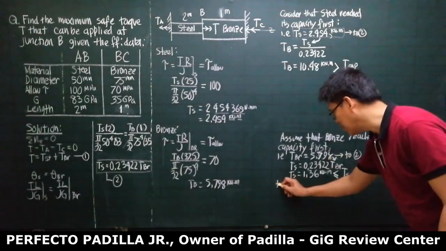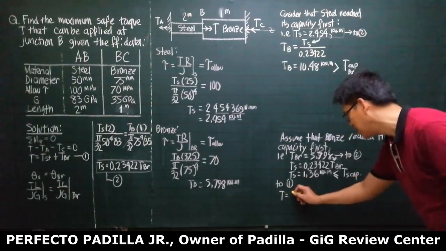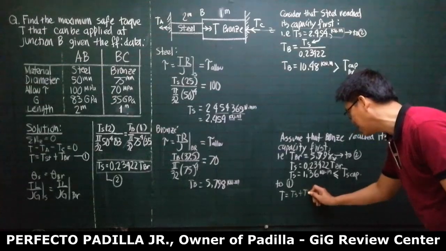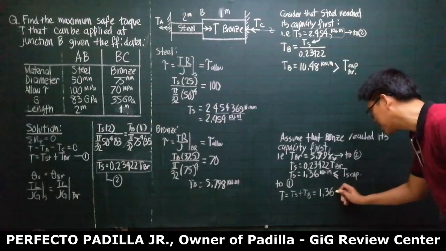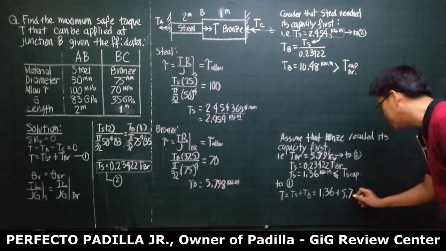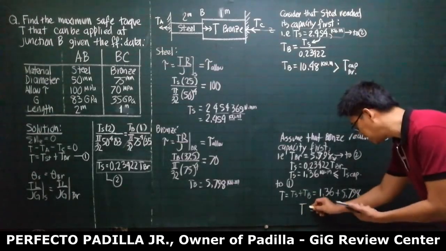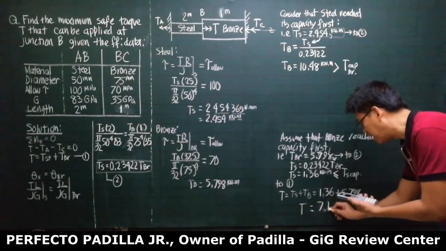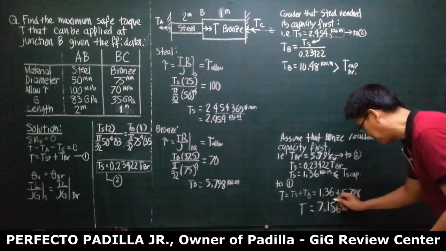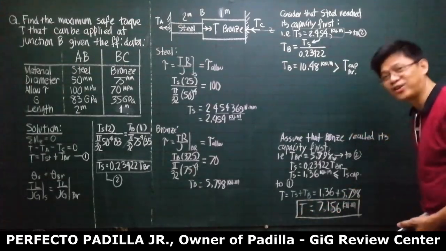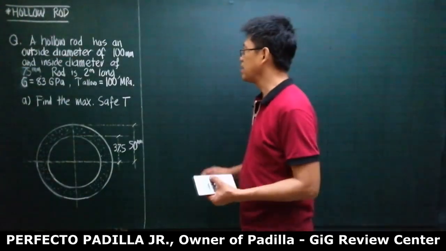So substituting to equation 1, the total torque is going to be the T in steel plus the T in bronze. So this is going to be 1.36 plus 5.798. Therefore, T is going to be 7.156 kilonewton meter. Did you get it? What about the torque in hollow rod? Let us have this one.